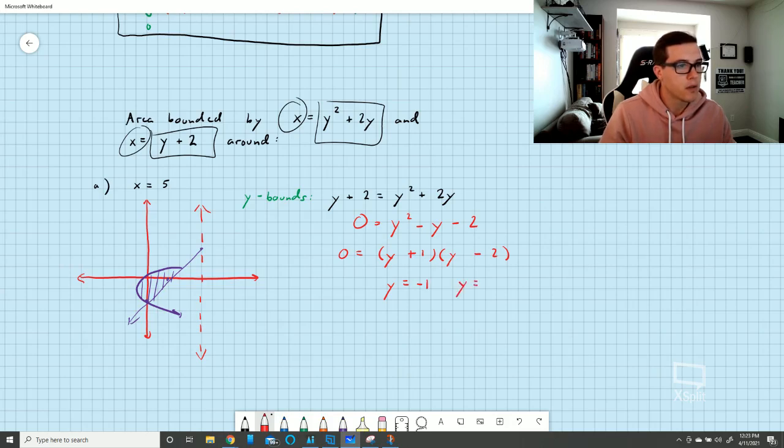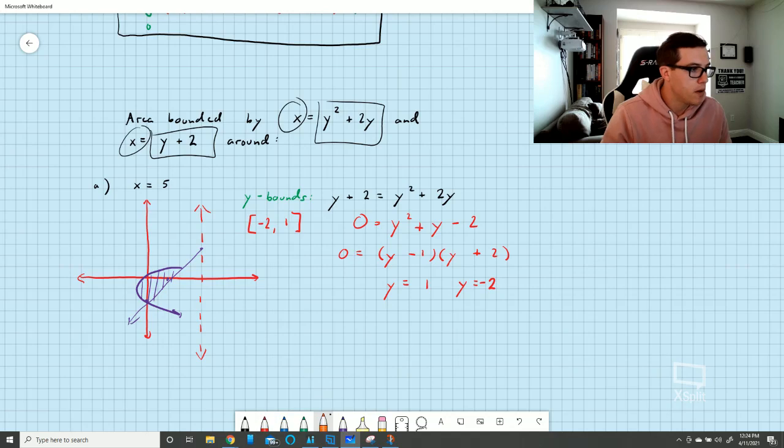Did I do that backwards? No. Should be -2 and +1. What did I do wrong? Oh, this is a positive. Fixed it. I knew something was wrong. Plus, which means this should be a minus. There we go. Okay, so y equals 1 and y equals -2. Those are my bounds. So from -2 to 1.